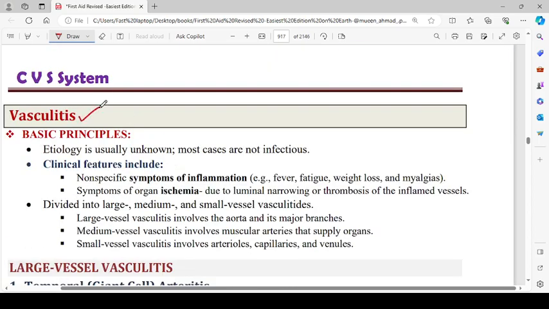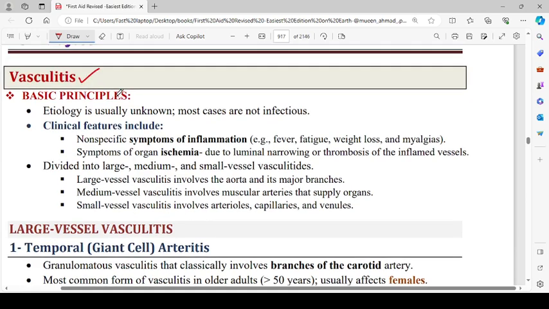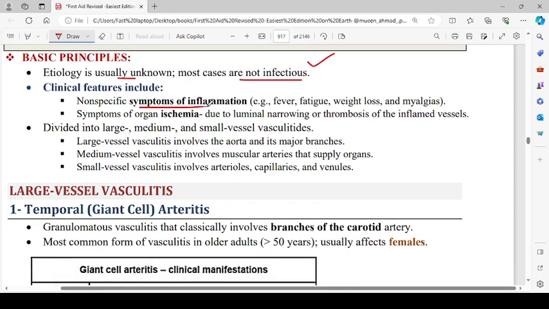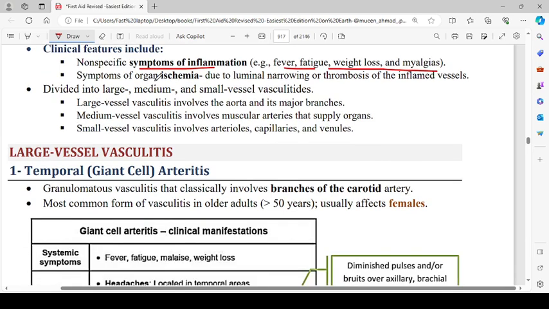Now comes the vasculitis. The basic principle: it is a blood vessel inflammation, as the name indicates. Etiology is usually unknown, and most cases are not infectious. The clinical features include non-specific symptoms of inflammation like fever, fatigue, weight loss, and myalgias, and symptoms of organ ischemia due to luminal narrowing or thrombosis of the inflamed vessels.